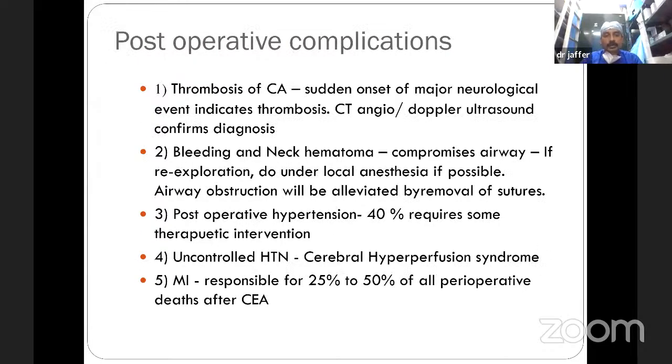And coming to the post-operative complications, there are two complications where the patient is always shifted back to the OT. One is thrombosis of the carotid artery, where there is a sudden onset of a major neurological event. If time permits, we can do a CT angio. Otherwise, we have to do a Doppler ultrasound, which confirms the diagnosis, and we have to immediately shift the patient for re-exploration. The second complication is bleeding and neck hematoma, which compromises the airway.